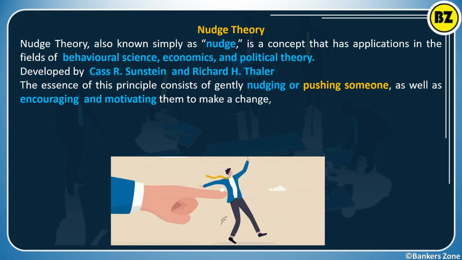Now, next we have to discuss nudge theory. What is nudge theory? What do you mean by nudge? Nudge simply means a push, right? The concept has application in the fields of behavioral science, economics, and political theory. It was developed by Cass R. Sunstein and Richard Thaler. The essence of this principle consists of gently nudging or pushing someone, as well as encouraging and motivating them to make the change. So nudging itself means pushing.